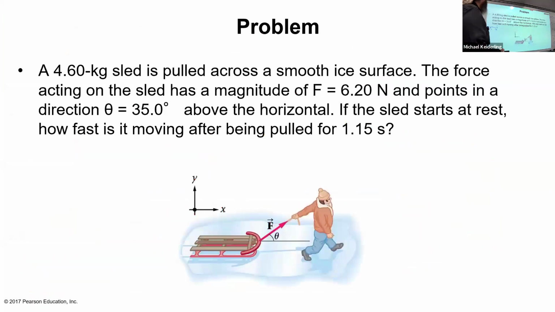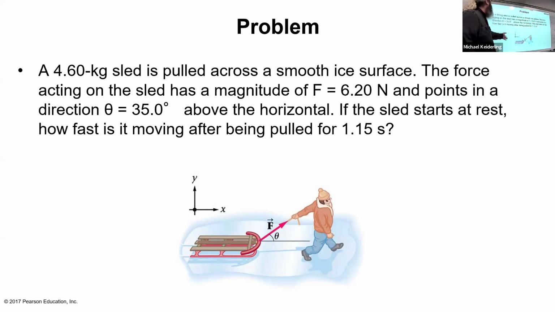So here we have a 4.6 kilogram sled that's pulled across the smooth ice surface. The force acting on the sled has a magnitude of 6.2 newtons and points in a direction 35 degrees above the horizontal. If the sled starts at rest, how fast will it be moving after being pulled for 1.15 seconds? The important thing here to understand is that there are some additional forces, but you know the sled is moving horizontally. So the only force you're interested in for the motion of the sled is the horizontal forces. So I'll let you think about that.